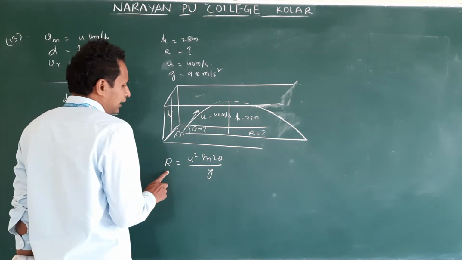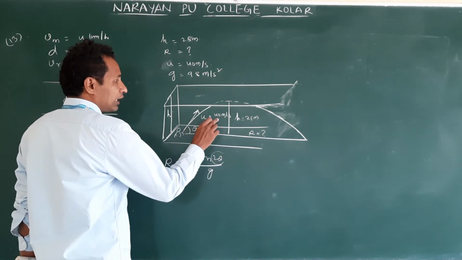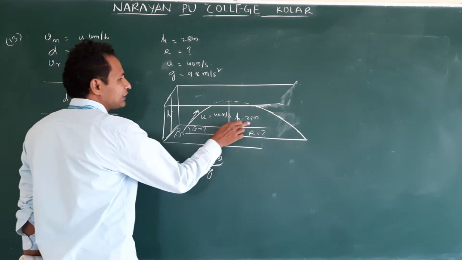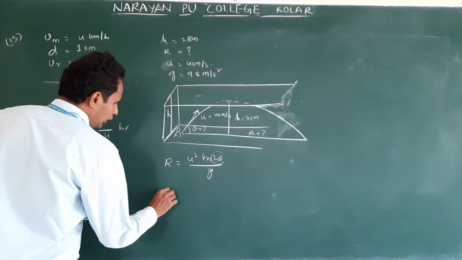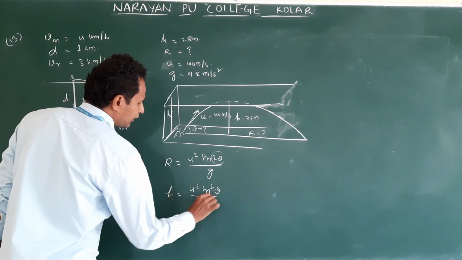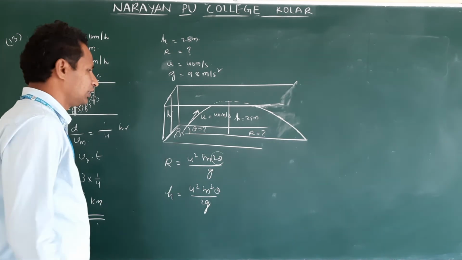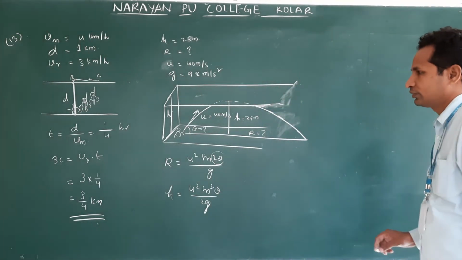Now, to find R, we require theta. This theta we will get from the height information, because height is given as 25 meters. What is the height formula? H is equal to U square sin square theta by 2G. Clear? Now I am using this formula. Now H is equal to what?